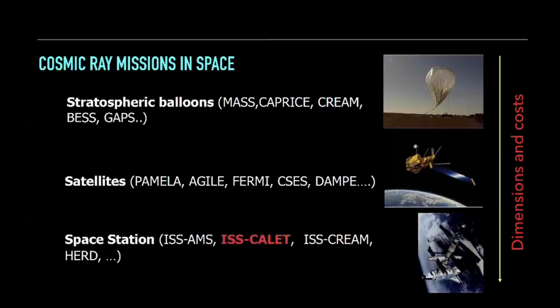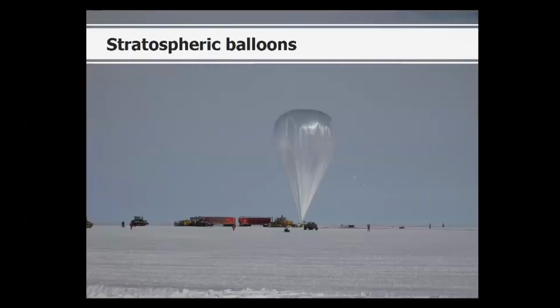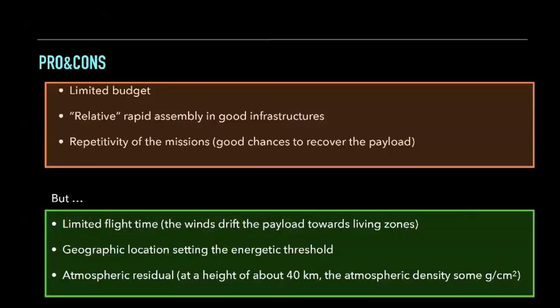So coming to the missions, as I said, the three platforms increase in costs and dimensions from stratospheric balloons to satellites up to missions on the space stations. Stratospheric balloons have a lot of pros: the budget is limited, the assembly is fast, and very often it's possible to recover the payloads. There are, of course, some cons, which are the limited lifetime and the residual atmosphere, which needs to be carefully worked out to measure the incoming spectra.